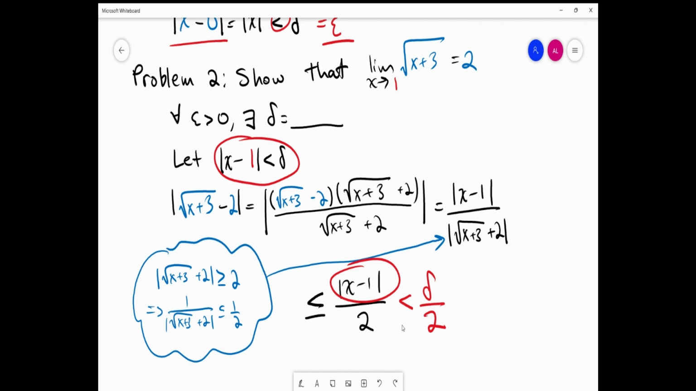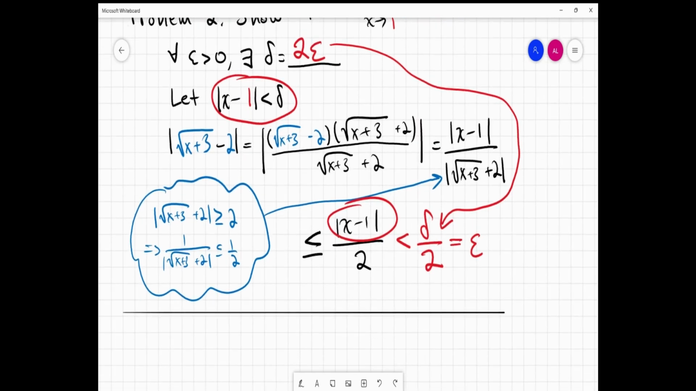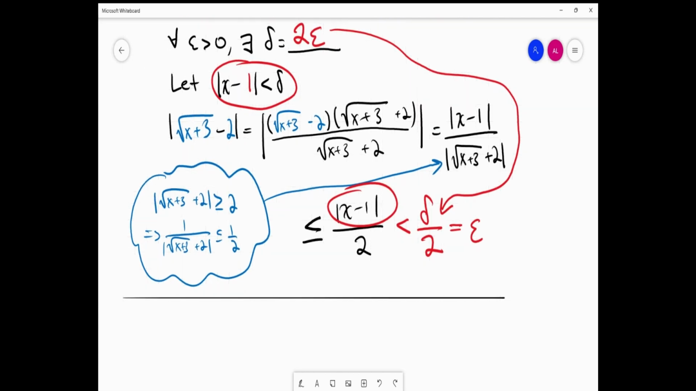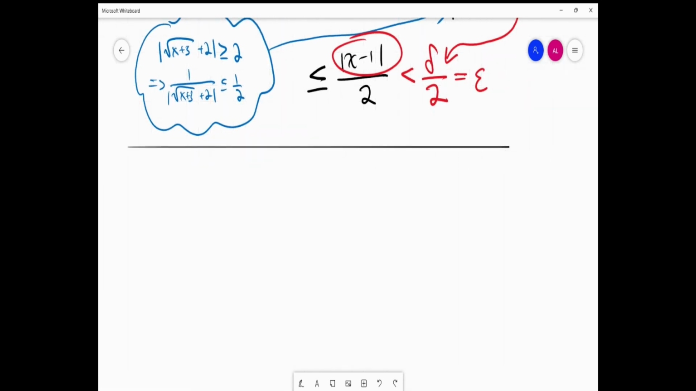still applies. And now we have that the absolute value of f of x minus L is less than delta over 2. As long as delta equals epsilon, this will always be true, and so that is why the limit as x approaches 1 of root x plus 3 is equal to 2, because this definition holds. Okay, so hopefully that gave some practice with epsilon delta.